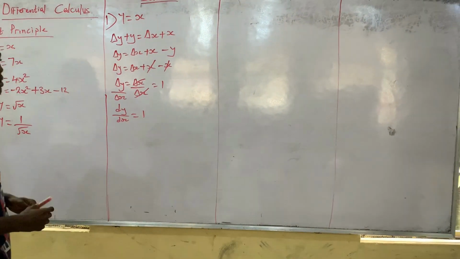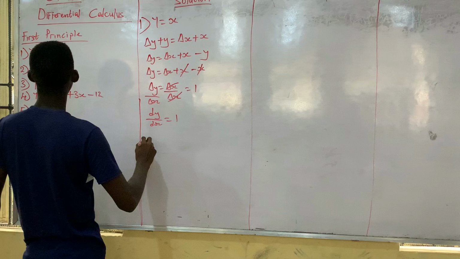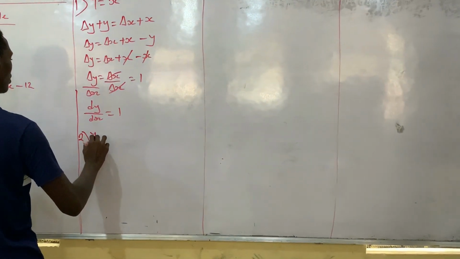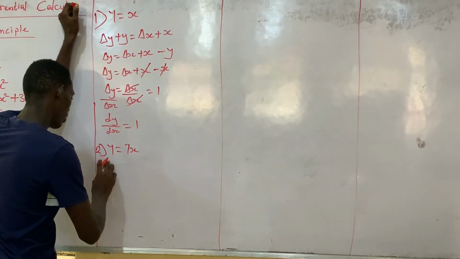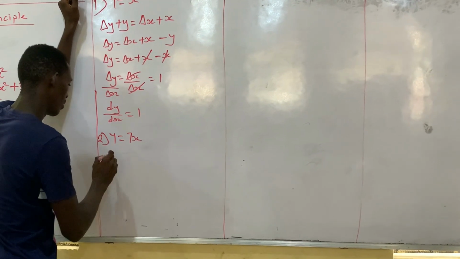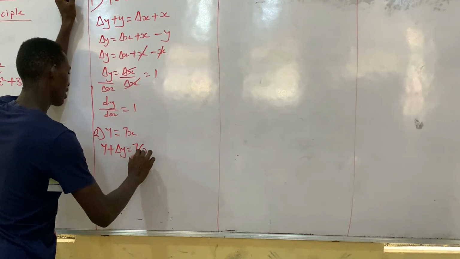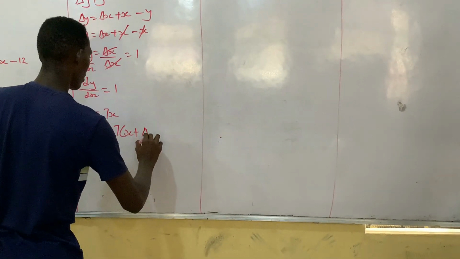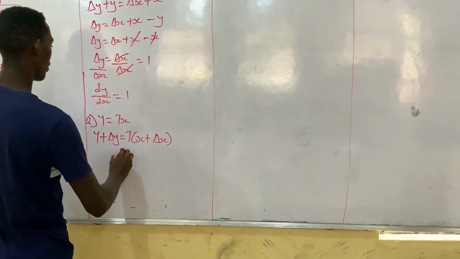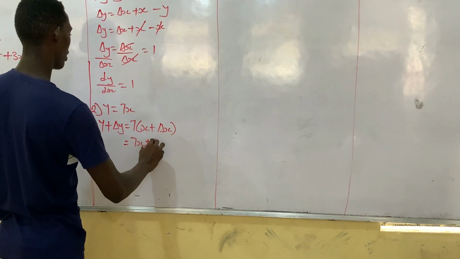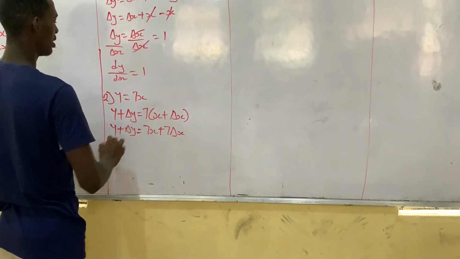Now, for the next question, because I promise not to waste your time for today, our next question here is y is equal to 7x. Following the same process like I did earlier on. Y plus change in y is equal to 7 open bracket x plus change in x. With that being said, let's expand this first. This becomes 7x plus 7 change in x. Then our y plus our change in y still remains the same.